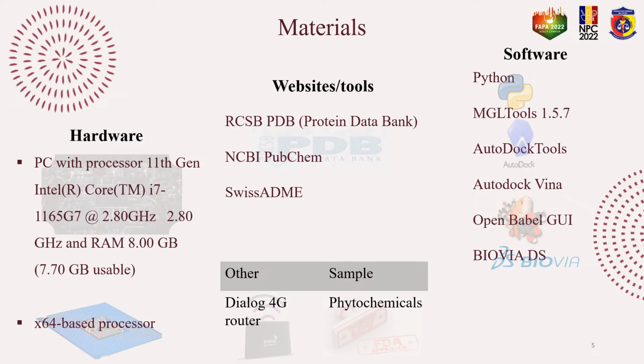As we are moving to the materials, computational requirements such as hardware, software, and websites and tools are on slide number 5. For this research, a PC with an 11th Gen Intel Core i7 processor and 8 GB RAM was used.